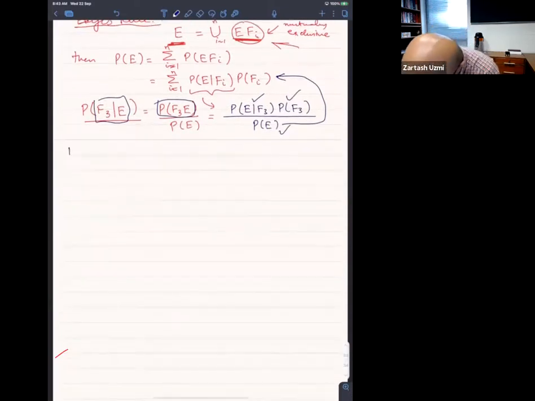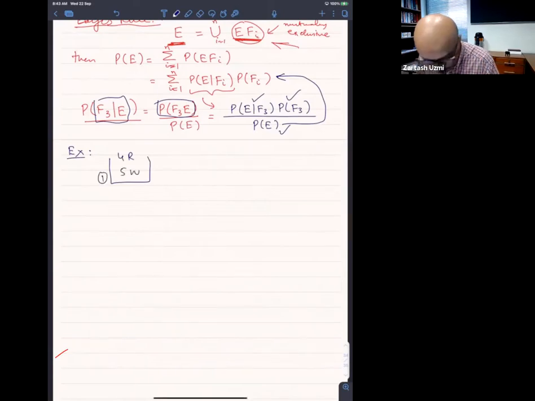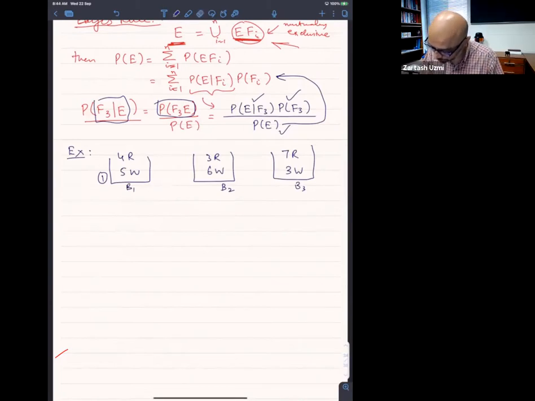I'll give you an example. Example के बगैर नहीं चलता. So let's say you have three boxes. एक में 4 red, 5 white balls हैं. इसको box 1 कह देते हैं. And then you have 3 red and 6 white balls. And then you have 7 red and 3 white balls. So you have box 3, you have box 2, and you have box 1. Okay. So सबसे पहले सिचुएशन बताते हैं कि क्या है.